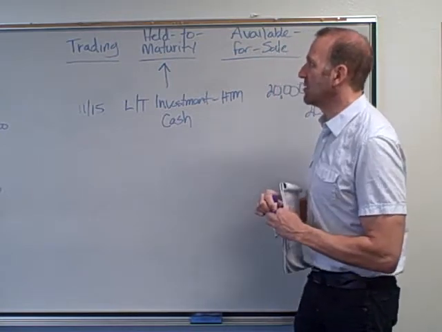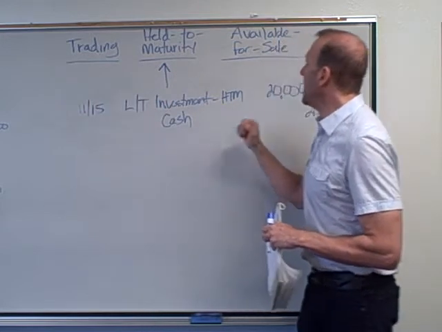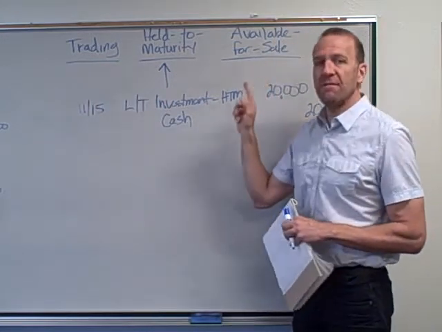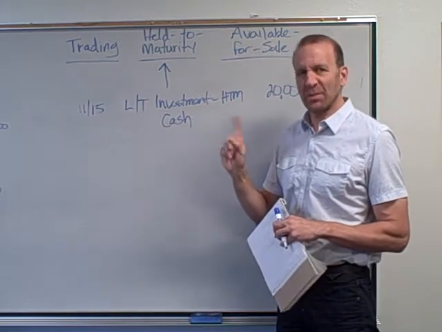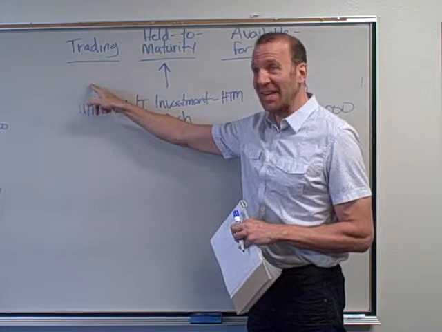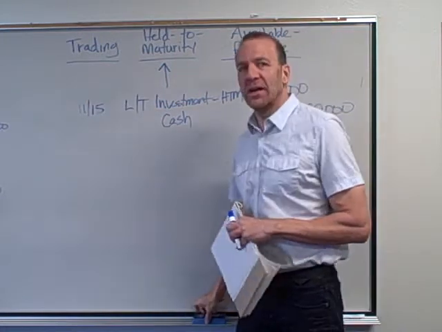So I hope that helps. We've talked about trading securities. We've talked about how we handle held to maturity. Now in the next video, we're going to talk about available for sale. Available for sale, once again, the definition is a little bit strange. It's not trading and it's not held to maturity, so then it would be available for sale. All right? Thanks, class.